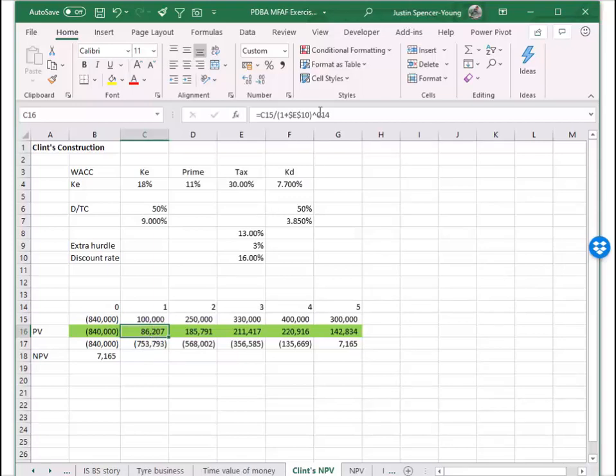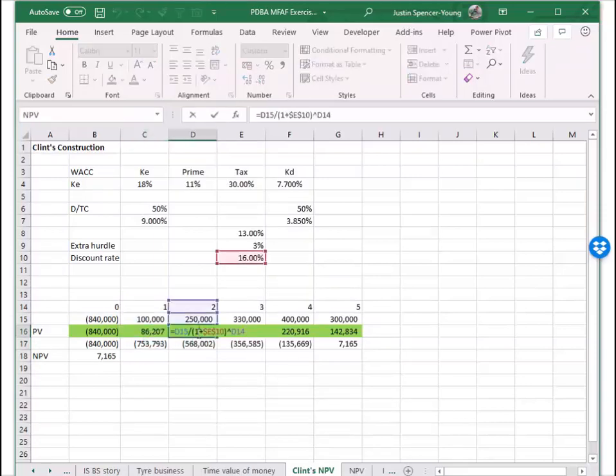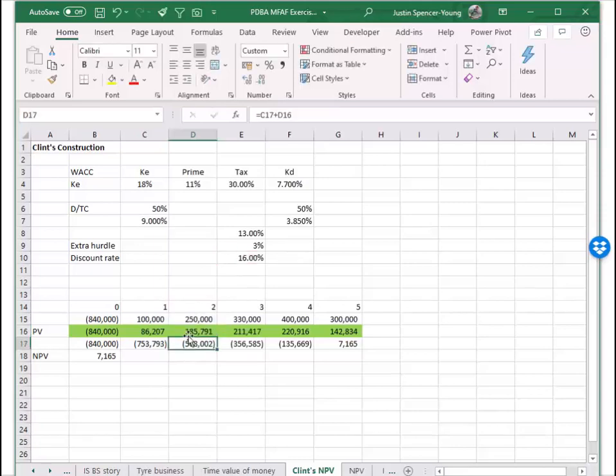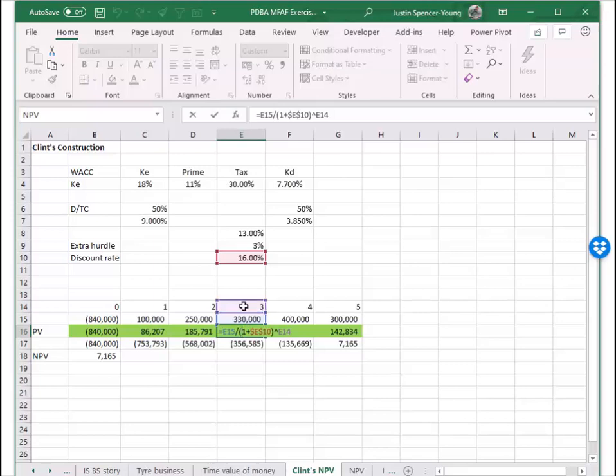Here, because I'm using an Excel spreadsheet, and because I've correctly allocated these to the right boxes, I've put some dollar signs in here on the 16%. So when I copy and paste this, everything should move along nicely. Let's see what happens in the next year. We're discounting 250,000 by 2 years at a discount rate of 16% to get that present value number. Do the same in year three: 330,000 discounted by 3 years at 16%, etc., etc.